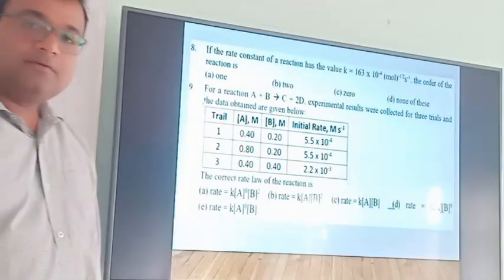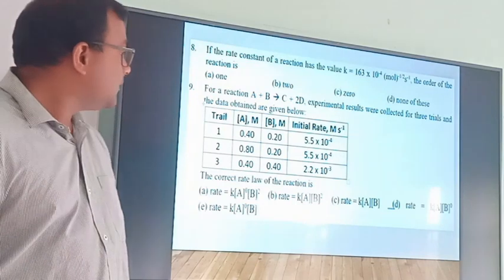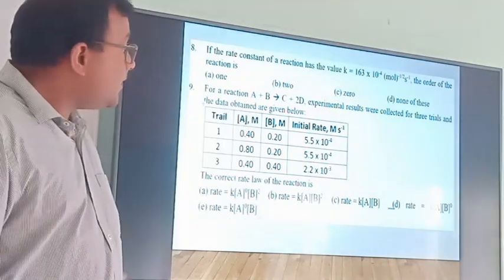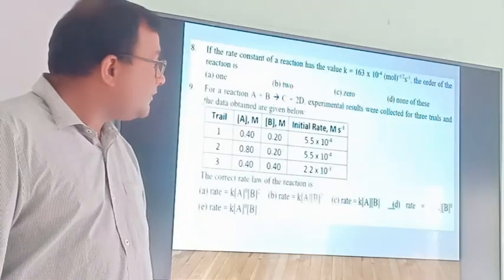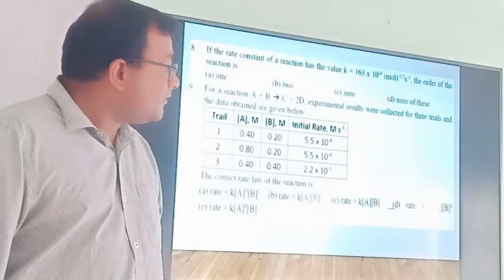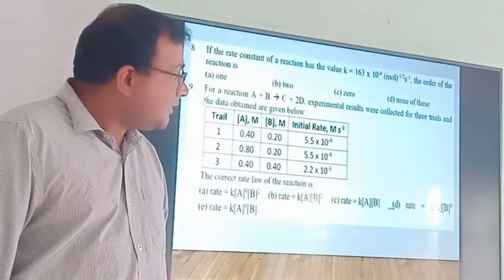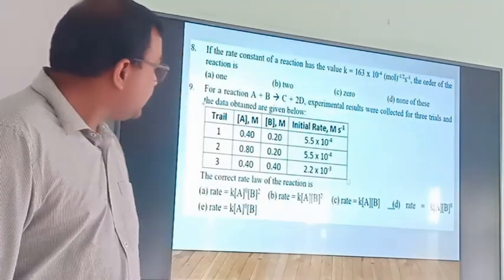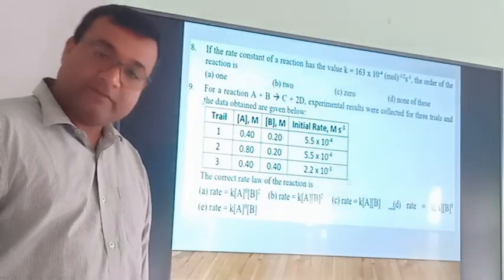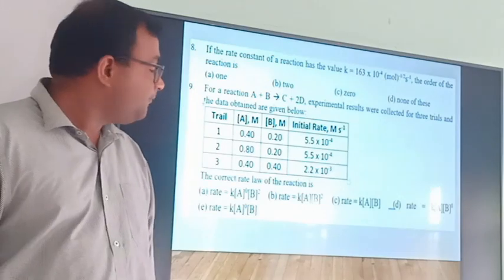Well, question number 9. For a given reaction, A plus B gives C plus 2D. Experimental results were collected for 3 trials and the data obtained are given below. Please read the question properly.